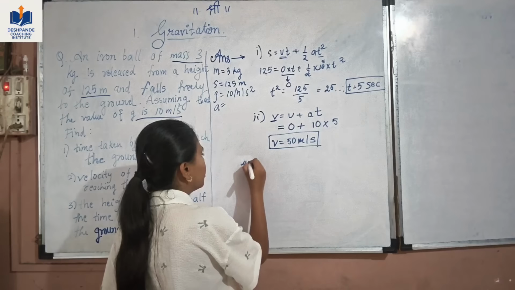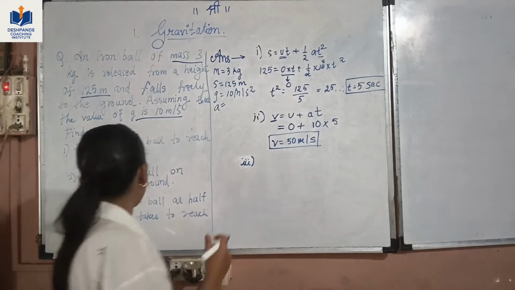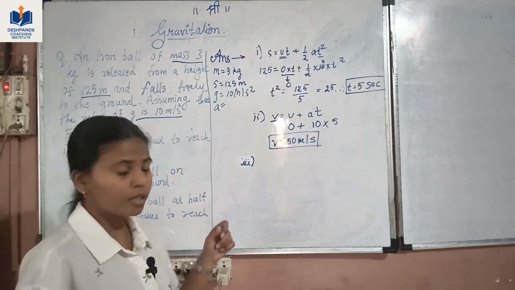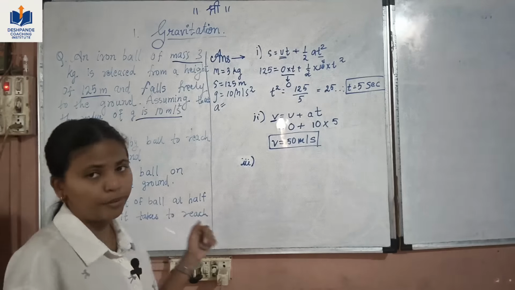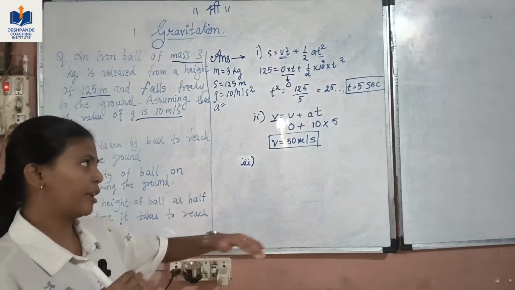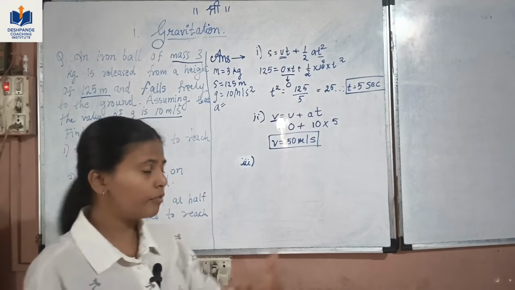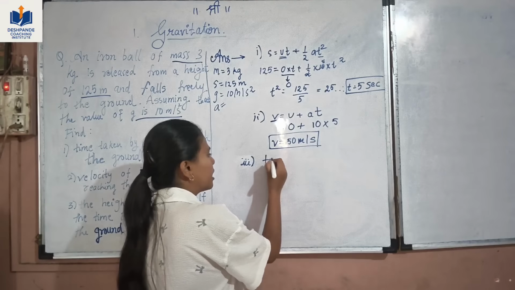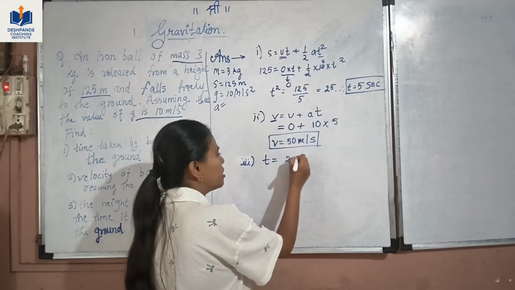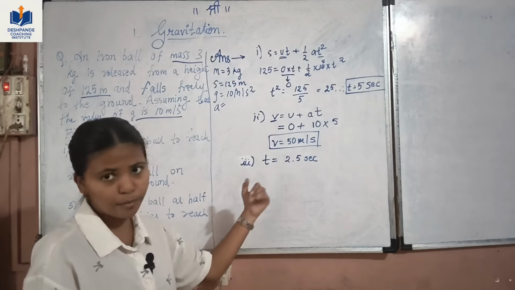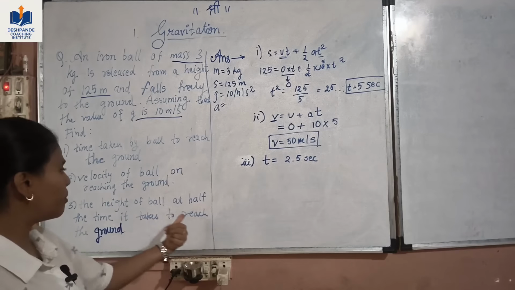The third thing we have to find is the height of the ball at half the time it takes to reach the ground. So, half the time. We have got the time to reach the ground as 5 seconds. So, half the time is 2.5 seconds. Now, we will consider time as 2.5 seconds. Why have we made it 5? Because it is given in the problem.